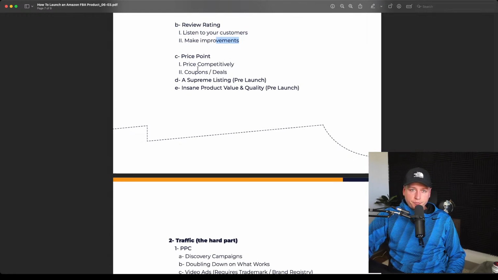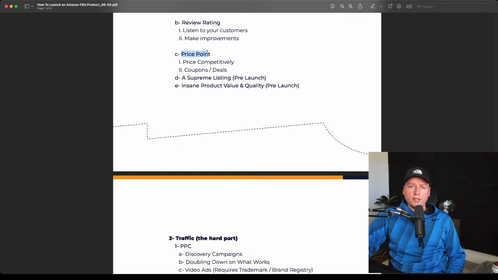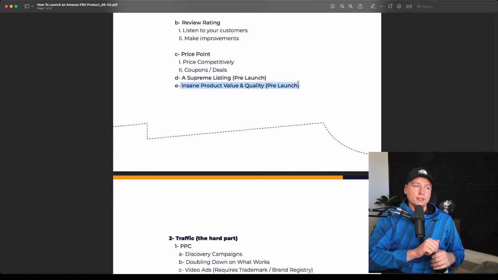C, price point. Of course, price point affects your conversion rate. If you're priced competitively with your other competitors, that obviously helps. Coupons and deals, just the impulse buy is huge too. D, supreme listing, which we talked about in the pre-launch category, as well as insane product value and quality, making it dumb for them not to check out because the value is just too insane. These things also have a great deal of impact on your conversion rate.